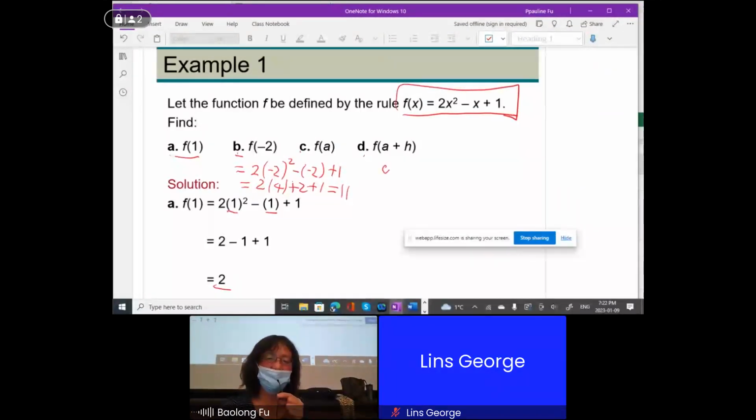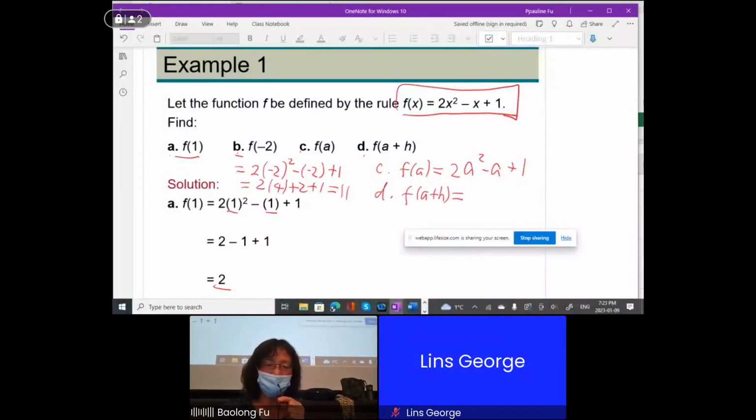And what is C? C said, what is f of a? f of a means when you see x, plug it into a. So it is this one. This is f of a. Instead of x, you say a. Any questions? Okay, last one, D.